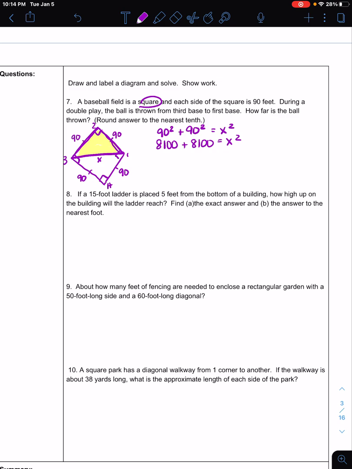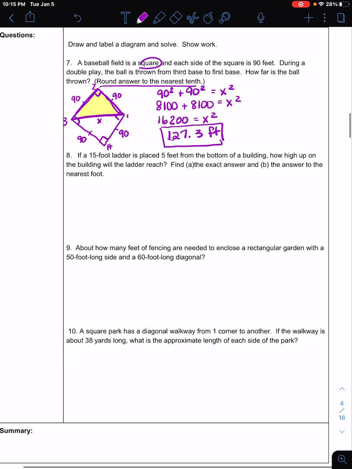And then 8,100 plus 8,100 is 16,200. And I said, how far is the ball thrown? Round your answer to the nearest tenth. We like rounding our answer because it means we get to hit the square root key and not have to worry about reducing. So the square root of 16,200 is 127.3 to the nearest tenth, one decimal place, feet from first base to third base. That's how far he threw the ball.